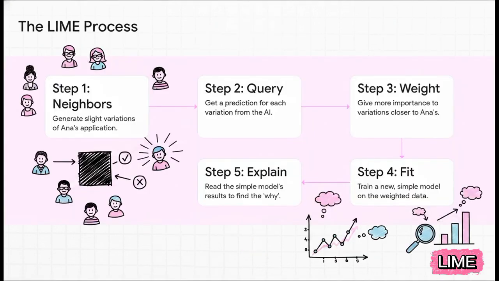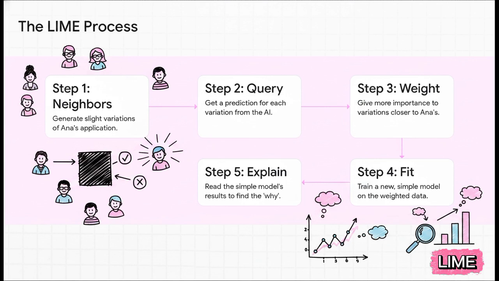LIME has this really clever 5-step game plan. First, it takes Anna's application and creates thousands of slight variations of it. Think of them as neighbors. A little more income here, a slightly different age there. Second, it takes all of these fake applications and feeds them to the original black box, just to see what it would say for each one.